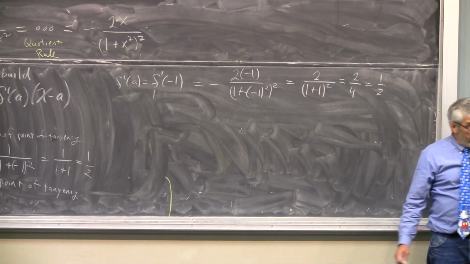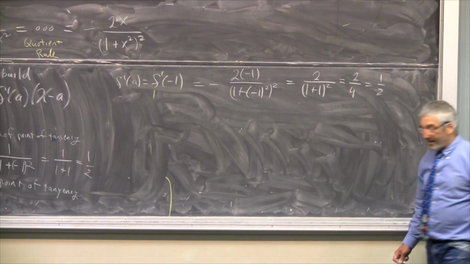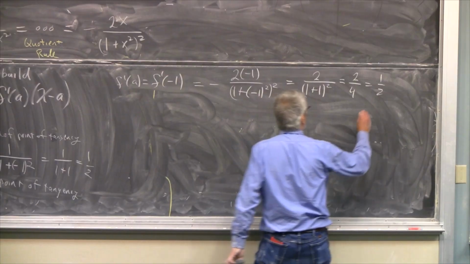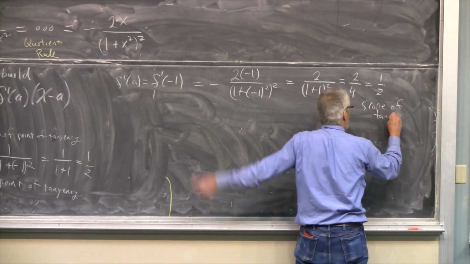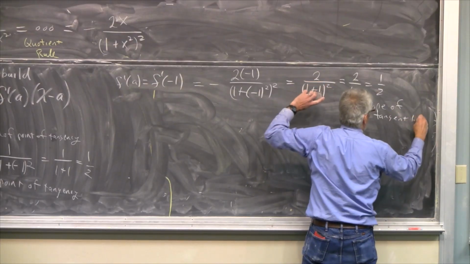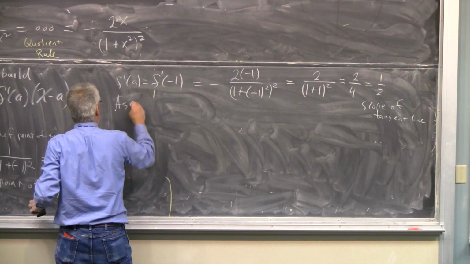Well, it's the same value, but what's the significance of f prime parentheses a? Somebody whispered it. Somebody whispered it again. Slope of the tangent. So we put all these parts together.